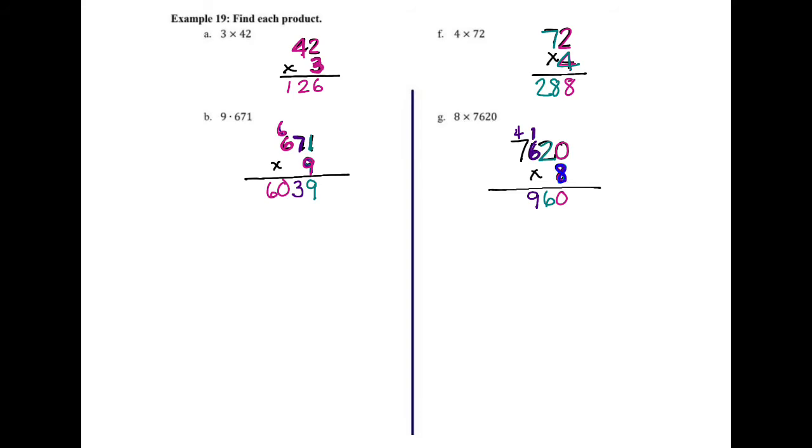Now 8 times 7 is 56. Add the 4 is 60. So our answer is 60,960.